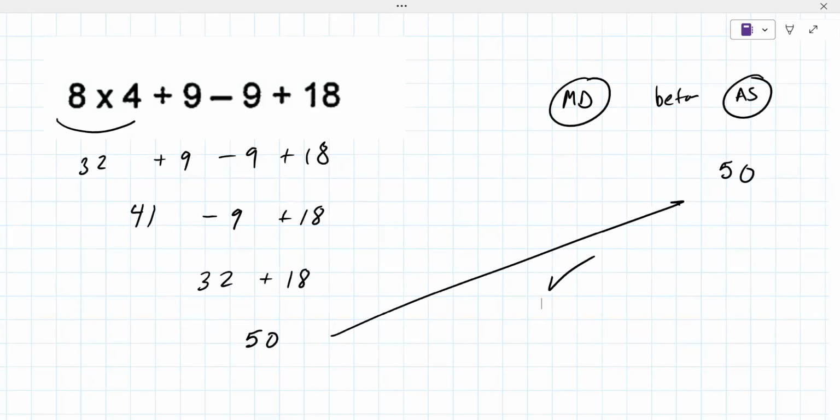Let's do one more here. This one's kind of short. Again, you do multiplication and division before addition and subtraction.